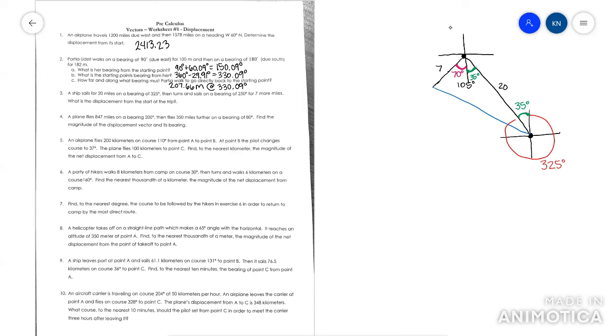Now that I know that, in order to find this blue displacement, I can just run a law of cosines. We'll call this C. C squared equals 7 squared plus 20 squared minus 2 times 7 times 20 times cosine of 105. When you do this, you'll get that C distance as 22.84. I think they were talking about miles.